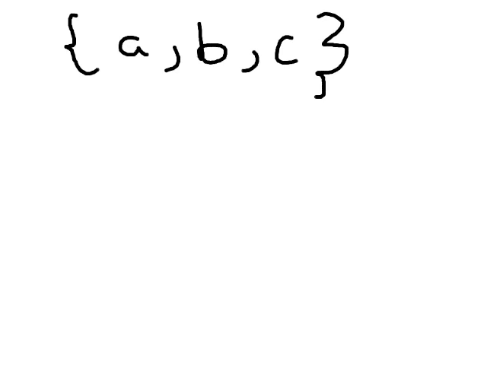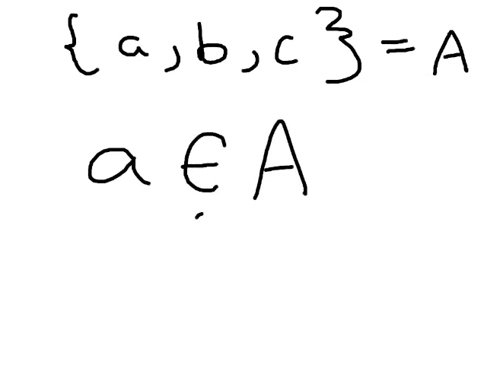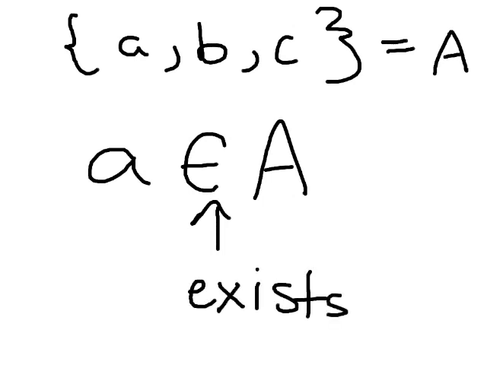That was a terrible curly bracket, so we're going to erase that and draw a nicer one. We're going to say this is set A. So if we want to say element A is within set A, we draw it like this. This is our notation, and this is the exists symbol. This is read as element A exists within set A.